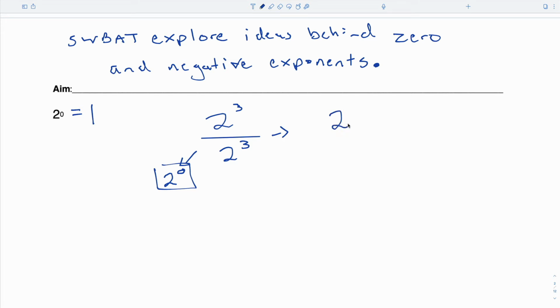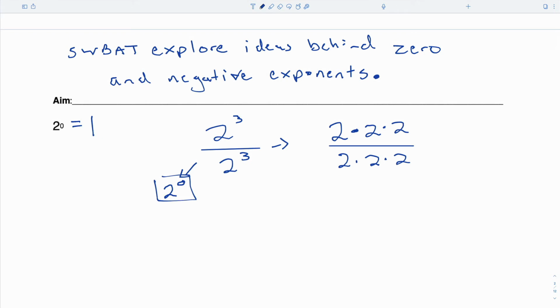Well, let's prove it to the right. 2 to the 3rd is really 2 times 2 times 2. 2 to the 3rd again is 2 times 2 times 2. We can cross cancel a 2 with a 2 because 2 goes into 2 one time. I'm going to cross these out. They become 1. This becomes 1. This becomes 1. 2 divided by 2 is 1.